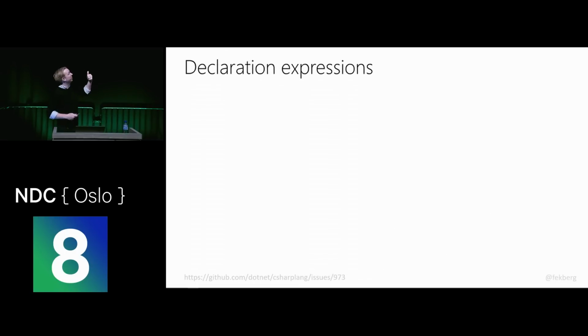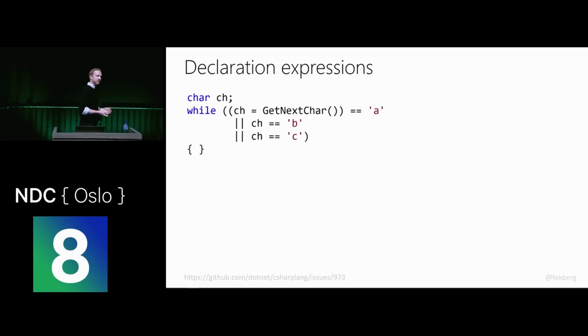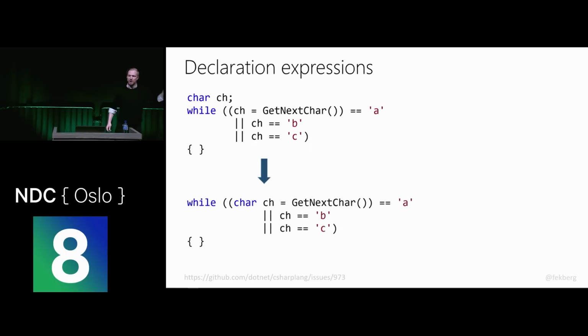And of course, I showed you this earlier, the declaration expressions. So instead of having to declare this variable at the top, we can do it inline in our loop, for instance. Again, it's just to make the code flow a little bit better when we read it, right?